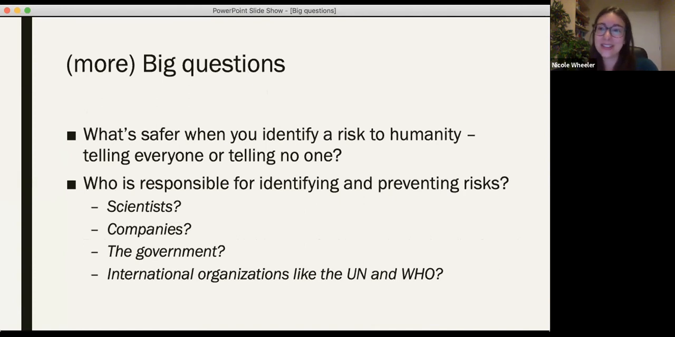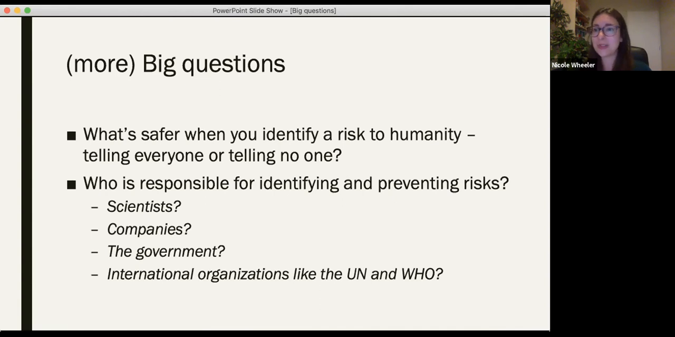So this area leads to some broader questions around if you, whatever job you have, wherever you're working, identify a risk to humanity, what's safer: telling everyone and getting the world to develop responses and prevention measures to this risk, or keeping it to yourself so that you don't share that information around and increase the risk of somebody misusing it?